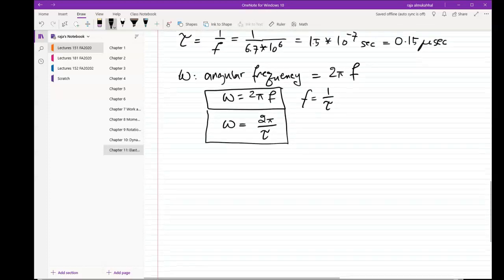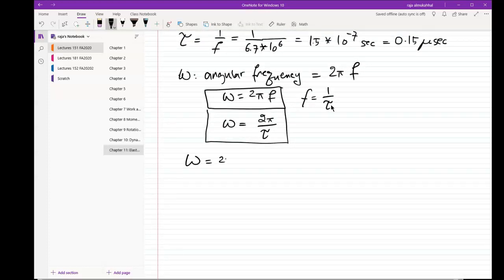So now he's asking for what is omega. Angular frequency, we said, is 2 pi f. The frequency is given to us. So we got 2 pi times f, which is given to us as 6.7 times 10 to the 6. And then we just multiply that. 2 pi is 6.28. And when I calculate that, the answer is 4.2 times 10 to the 7.